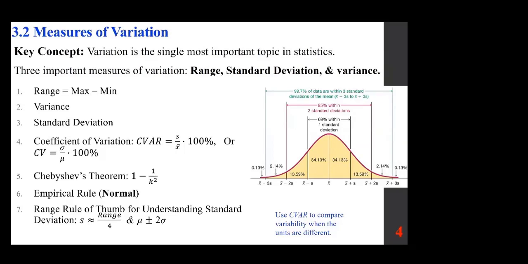Chebyshev's theorem, it refers to distributions that are not normal or in general, and it uses the formula 1 minus 1 over k squared. K is the number of standard deviations away from the mean.